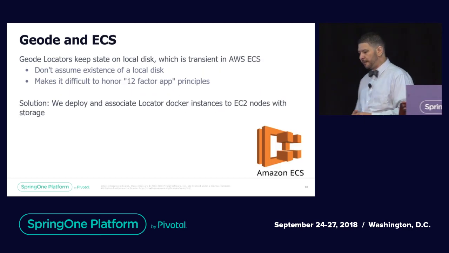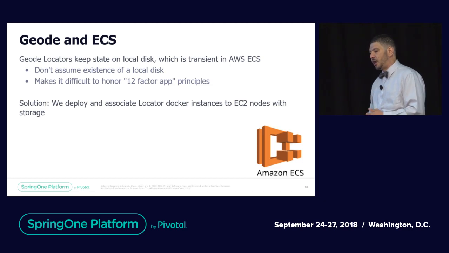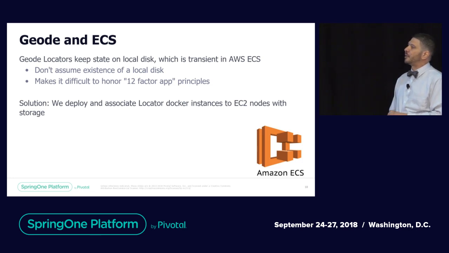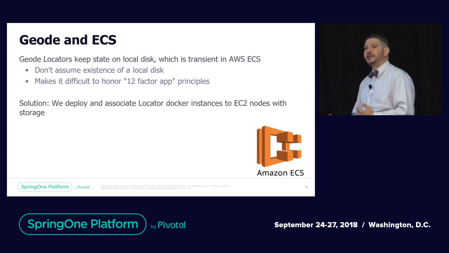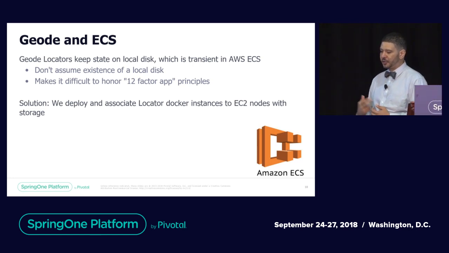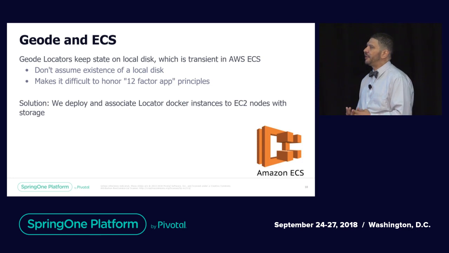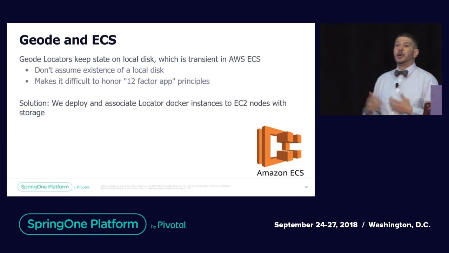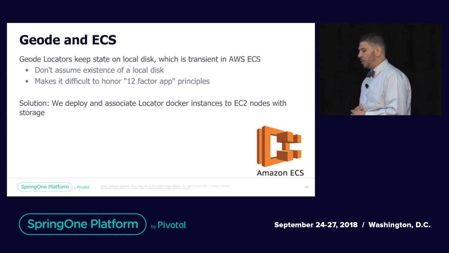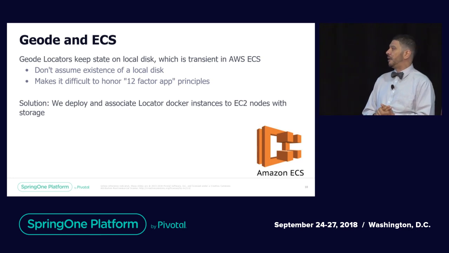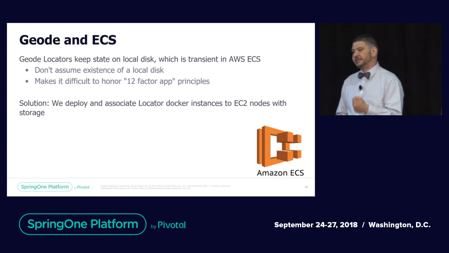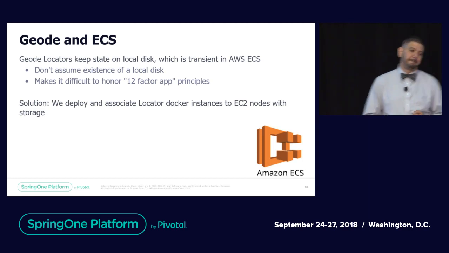Geode and ECS. So we deploy our Docker containers on ECS, and Geode locators store state while they're operating on disk, and it's hard-coded that state has to be kept on local disk. This is a problem with ECS because you're not guaranteed out of the box that your Docker container will always come up on the same node every time. What we'd really like to see is maybe a way to plug in your own storage mechanism there. But for the time being, what we did is we tightly coupled an individual locator to an individual ECS instance to make sure it comes up on the same instance every time and has access to that state when it comes back up.